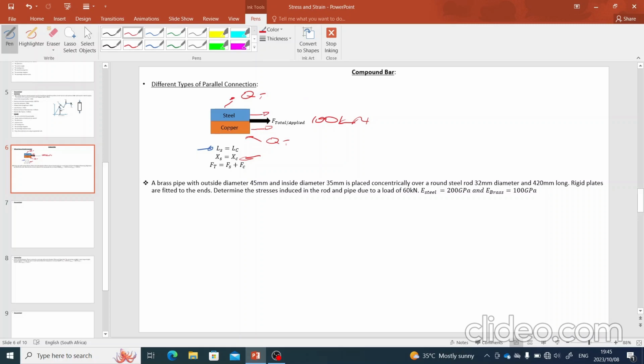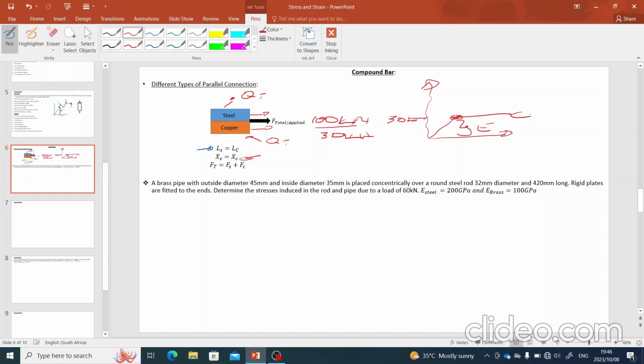Now copper is a soft material, while steel is a hard material. Under this 100 kilonewtons, you will realize that maybe copper will assume maybe 30 kilonewtons. Maybe as they are applying 100 kilonewtons, copper starts to bend when the force is at 30 kilonewtons. It means the Young modulus of copper is there. This indicates the toughness of that copper. Copper will start to bend there, at what force? 30 kilonewtons.